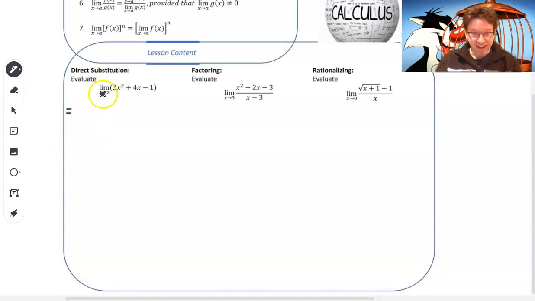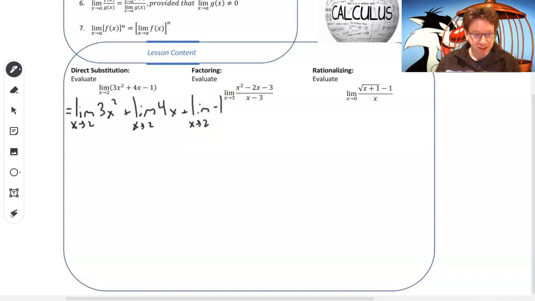So first, I can take the limit of each term separately. So I can write the limit as x approaches 2 for 3x squared, and then add the limit as x approaches 2 for 4x, and then add the limit as x approaches 2 for -1. We can do that. That's one of our properties. Another one of the properties says, if I have this constant 3 here, I can pull it outside of the limit. Same with that 4. And since this is the limit of just a constant, it just equals that constant.